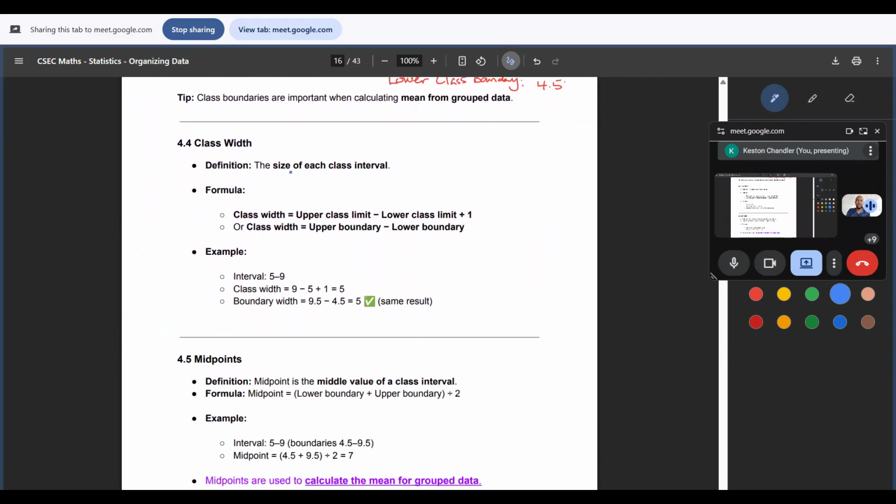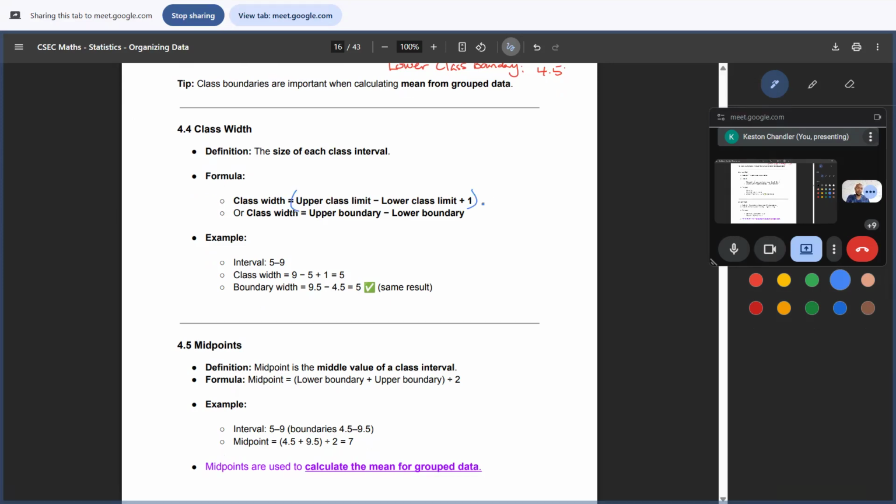Class width. The class width describes the size of each class interval, right? And it could be found in two ways. We could either take our upper class limit minus our lower class limit and add 1 to it. This is the less common method of calculating class width. The more common method would be to take your upper boundary and subtract your lower boundary from it. So if we had the 10 to 14 class interval, my lower boundary is 9.5 and my upper boundary will be 14.5. We subtract these two, we're talking about a total of 5.